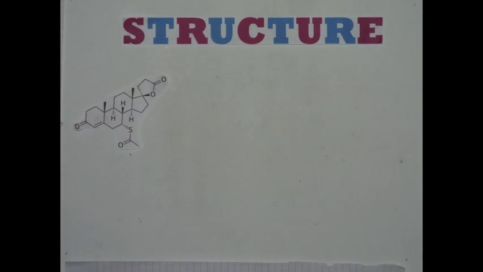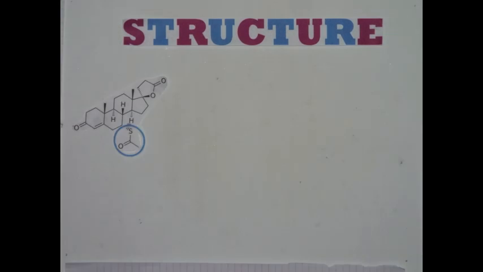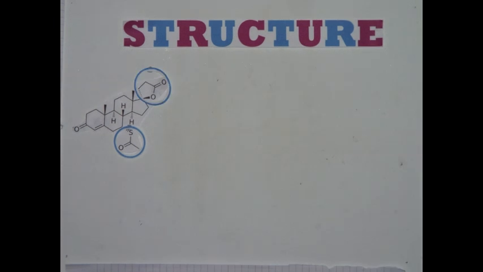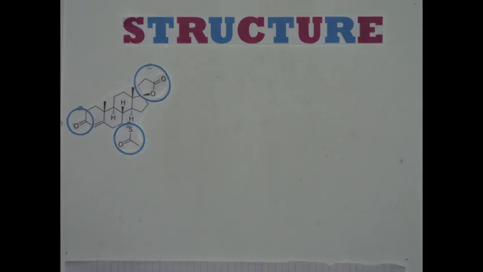Structure. With regards to structure, spironolactone is a cyclic ester, known as a lactone, with a substituted thioacetyl group at C7 and the gamma-lactone moiety at C17. It also has a cyclic ketone.